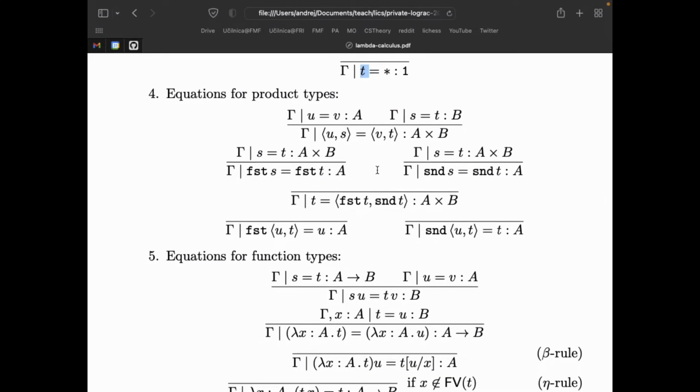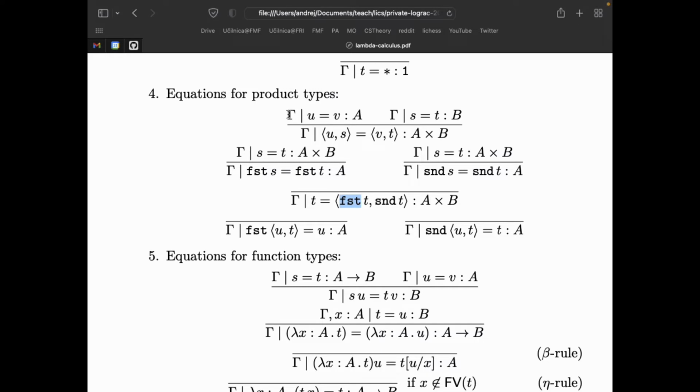And then we have equations for product types. Let's see. Pairs are equal if their components are equal. If pairs are equal, then their first projections are equal and their second projections are equal. So this all looks nice. And then we have this one, which says if you take a pair and then you take it apart and put it back together, you'll have the same thing. It'll be again the same pair.